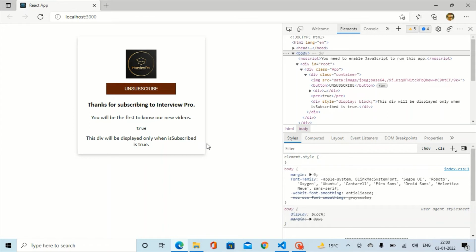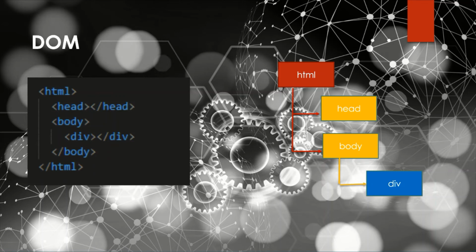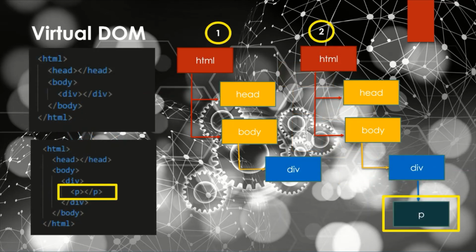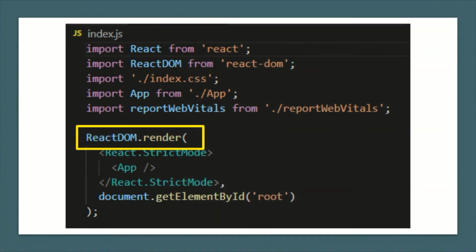And I want to show you another important concept here, which is virtual DOM. DOM stands for Document Object Model, which represents the structure and content of the web document. This is the sample HTML code, and this is the corresponding DOM, which is representing each and every element in the HTML document. React has something called virtual DOM, which is supported by React DOM library, which we saw in index.js file.